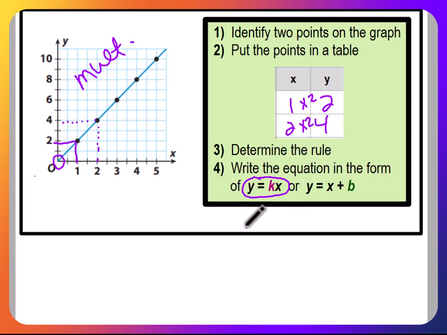So let's write our equation. Y stays a y. K is the coefficient, the number we're multiplying by, which is 2, and the x stays an x. So your equation is y equals 2x. Y equals 2 times x.